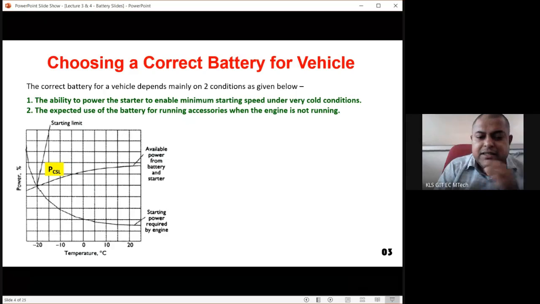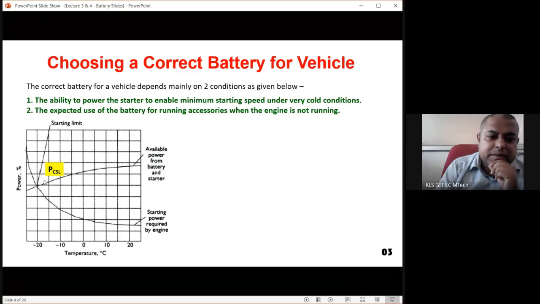Okay. So as ambient temperature is increasing, at that time, starting power requirement is decreasing. The same thing at minus 25 degrees centigrade. How much is the starting power required? It is almost 85%. Okay, is it understandable? So at minus 25 requirement is 85%. At plus 25 requirement is 15%. So this is this graph, the decreasing graph.